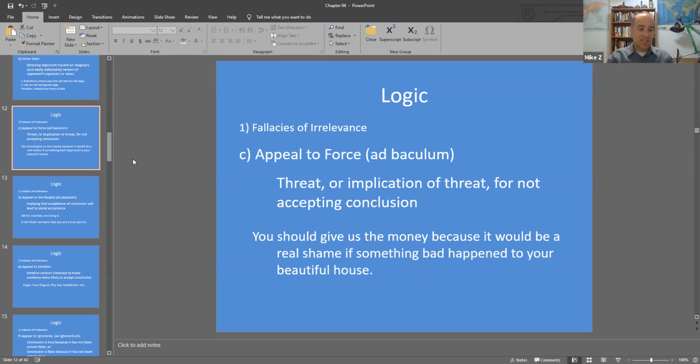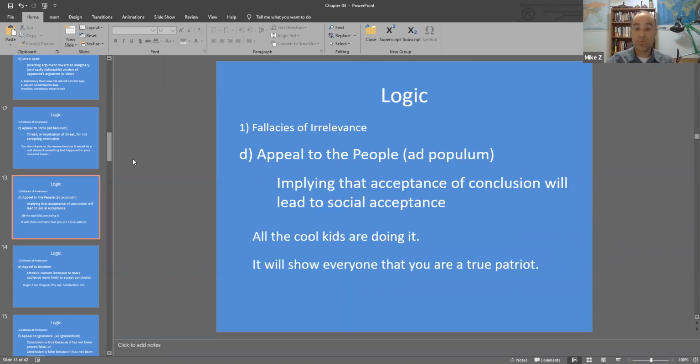And so the cliche is, oh, you should give us the money because it would be a real shame if something bad happened to your beautiful house. It's like, why are they talking about something bad happening to my beautiful house? Clearly because they are going to make something bad happen to my beautiful house if I don't pay them money. So the threat isn't direct, but it's pretty obvious that that's what they mean. Okay, next one, appeal to the people.